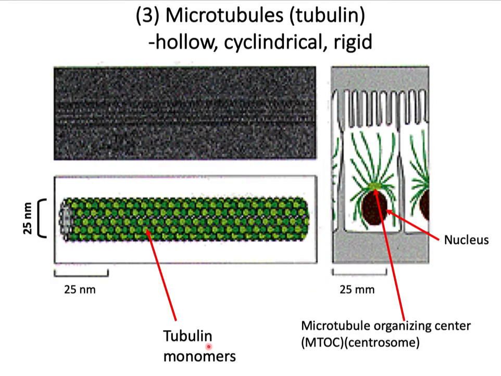The third type of filament that you find inside the cell are the microtubules. They are polymers of tubulin proteins. They are the largest of the three filaments, and they are about 25 nanometers in diameter. They are hollow and cylindrical in shape, and they are extremely rigid. They are the most rigid of the three filaments that make up the cytoskeleton.